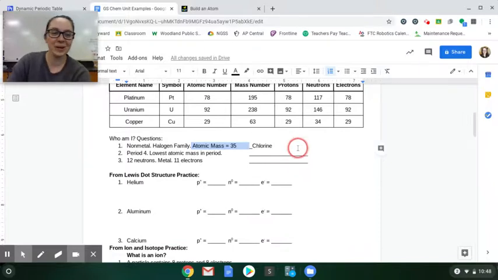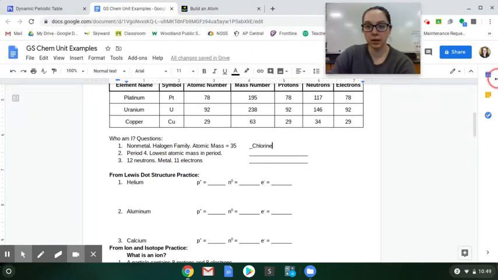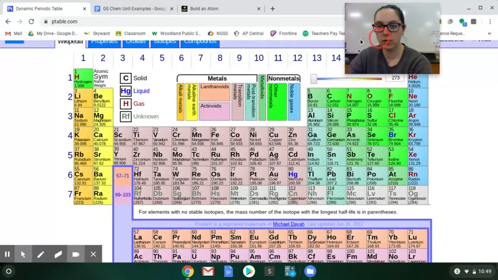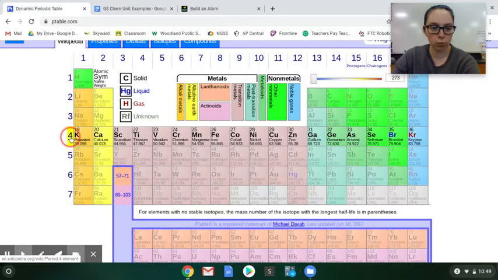Okay, so let's look at our next one. Period 4, lowest atomic mass in the period. Remember, a period is a row. So I'm going to go to my dynamic periodic table, to my fourth row right there. It's nice and highlighted. And I'm going to find the element with the lowest atomic mass. Not the lowest atomic number, the lowest atomic mass.